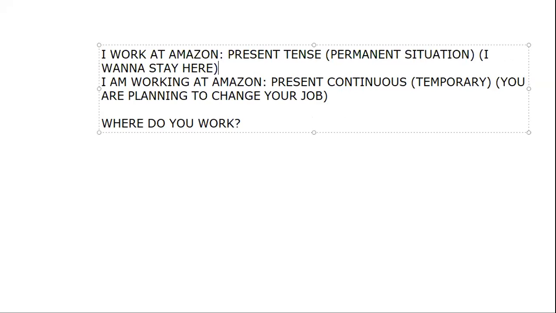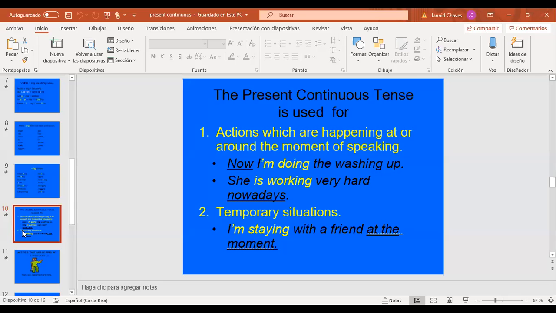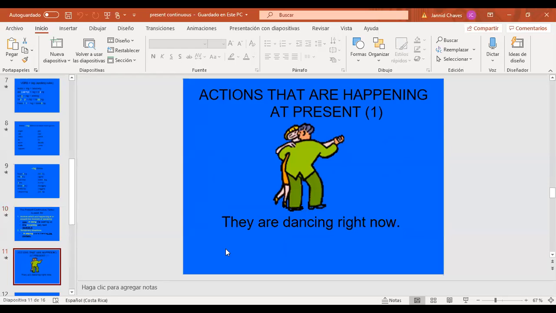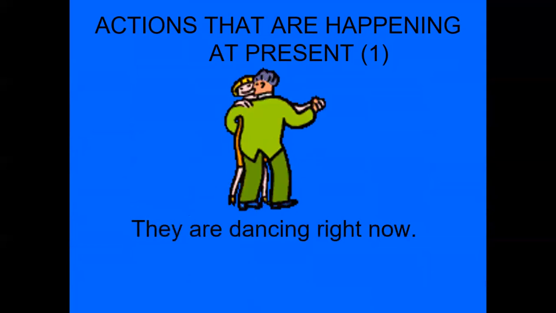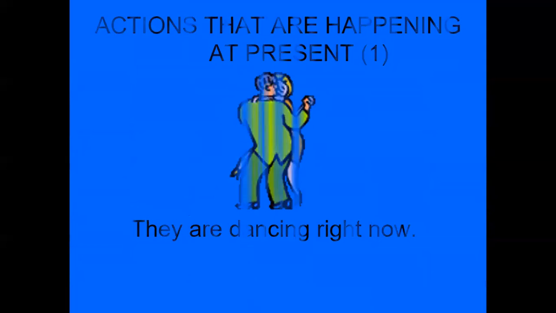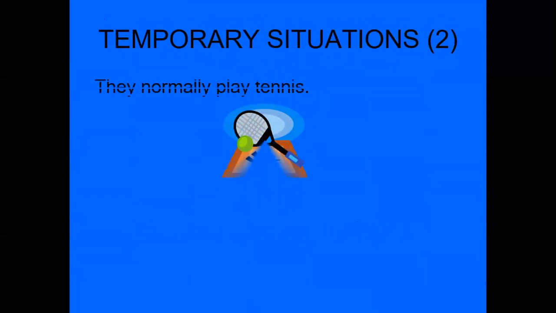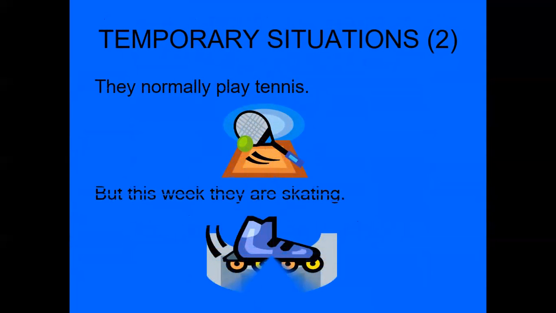Okay, let's go back to the rest of the presentation. The next examples are going to represent what I was telling you before. So actions happening at the moment of speaking. So we have here, they are dancing right now. And then we have the other one, which represents an action that is temporary. And we have two examples here.